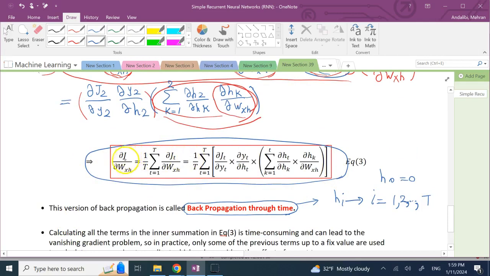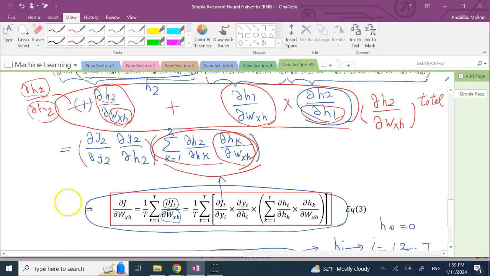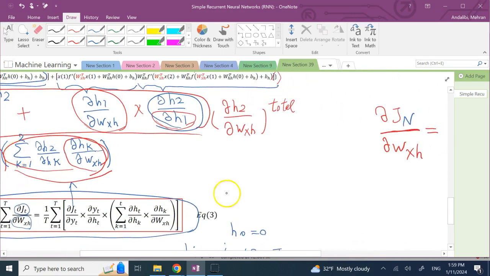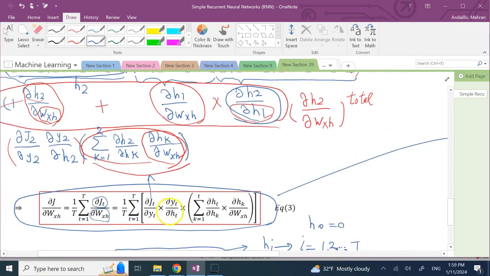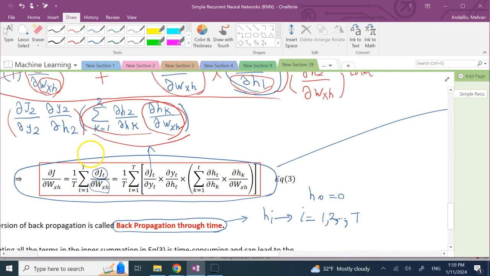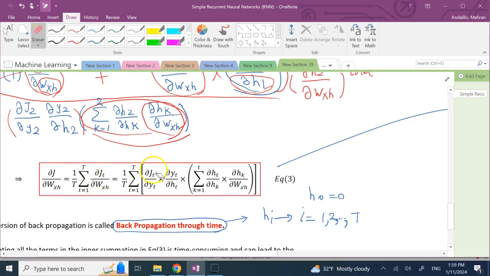And here, this is the partial of the entire cost function now, which is 1 over T times the sum of the partials of the individual J's. And the partial of an individual J is this bracket that I showed you. Remember this? You can see it inside this bracket. So this is the cost function that you need to minimize.